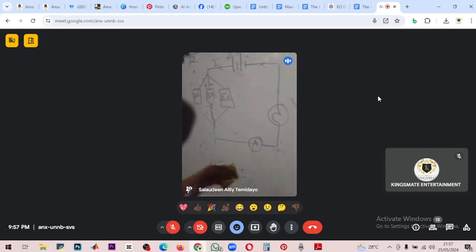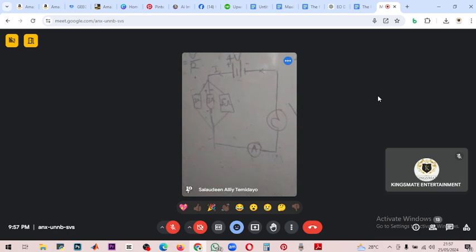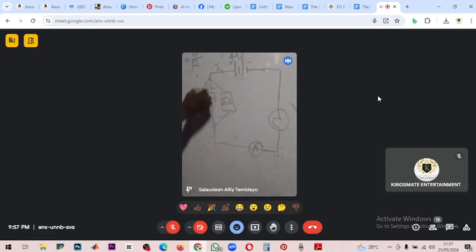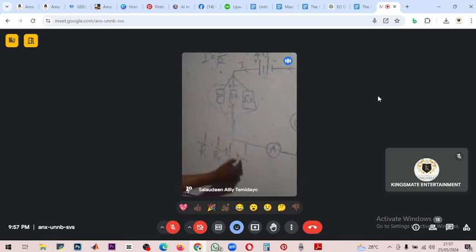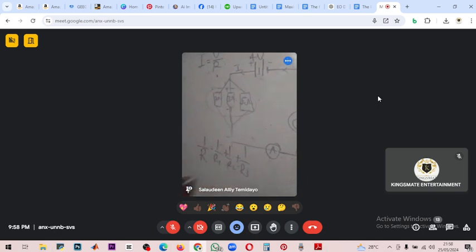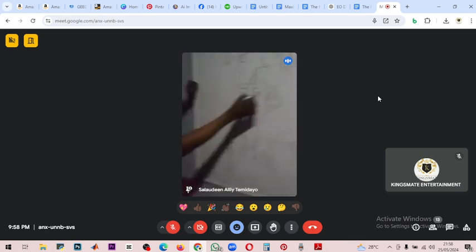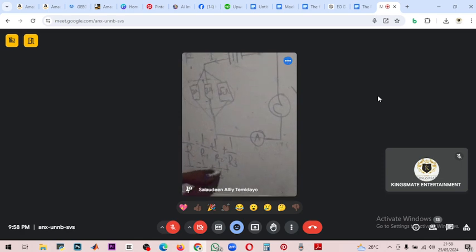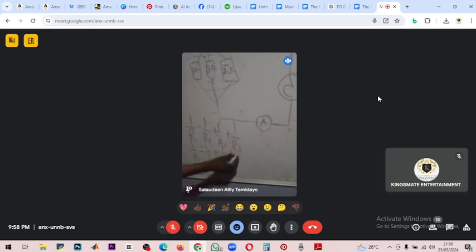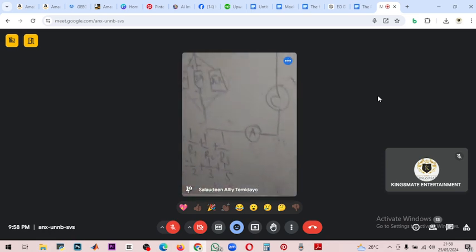Because the current flowing through each resistor here is different, we want to get the total current flowing through the circuit. The total resistance will be 1 over R total equals 1 over R1 plus 1 over R2 plus 1 over R3. So 1 over R1 is 1 over 2, plus 1 over 3, plus 1 over 5.